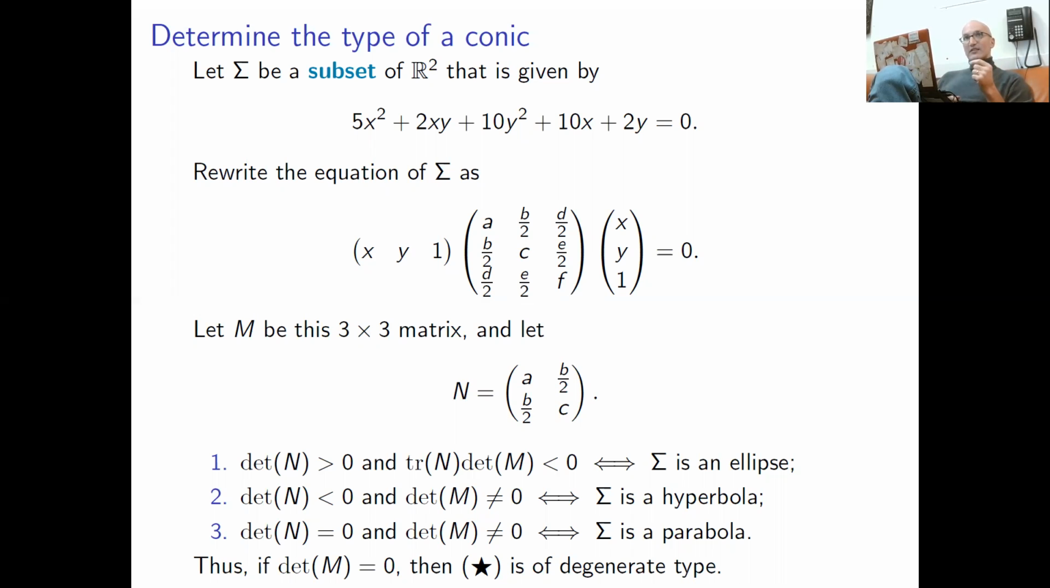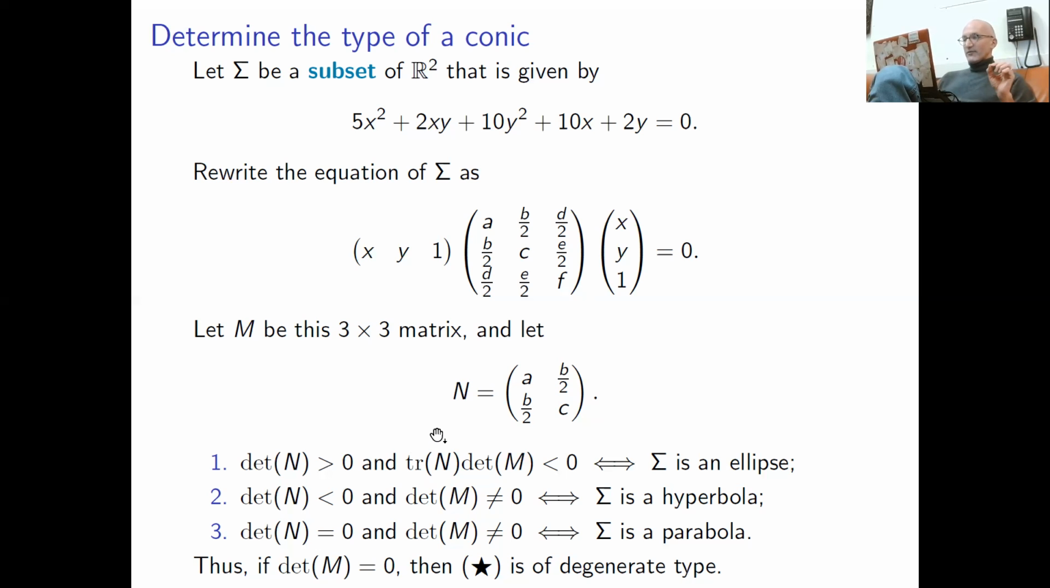But if you have the matrix 1, 1, minus 1, which corresponds to the equation x squared plus y squared minus 1 equal to 0, then of course it's just a circle. So this is an ellipse, a special case of ellipse, so it's not degenerate. So the only problem is with the ellipse. So how to distinguish when it's an ellipse or when it's an imaginary ellipse?